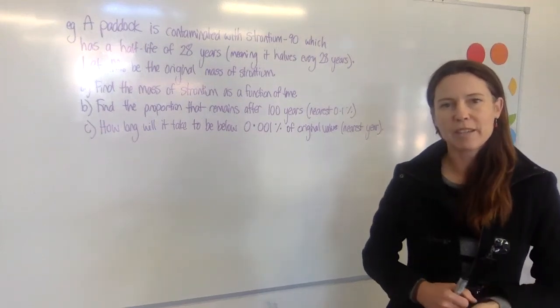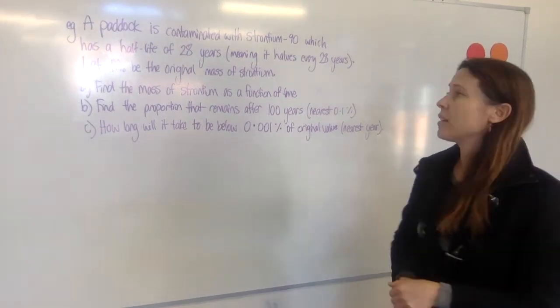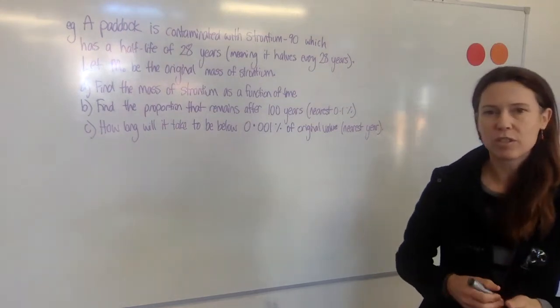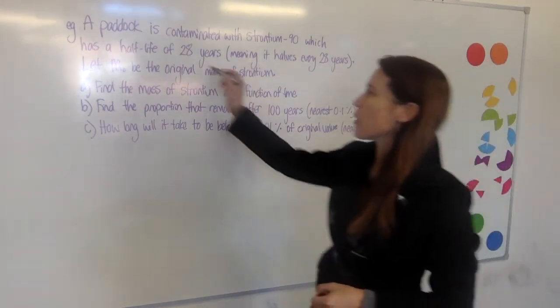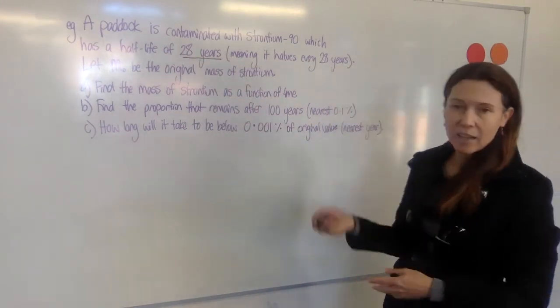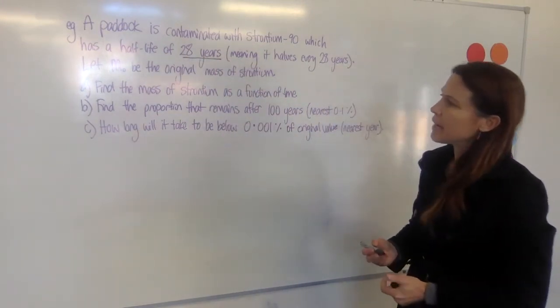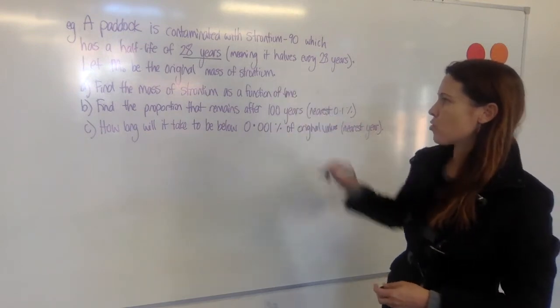Now I have an example that uses exponential decay. A paddock is contaminated with strontium-90, so that's a radioactive substance. It has a half-life of 28 years, meaning that it halves every 28 years. Let M0 be the original mass of strontium.